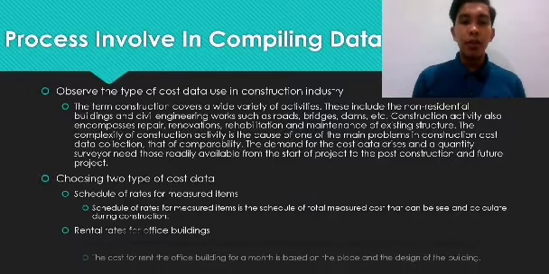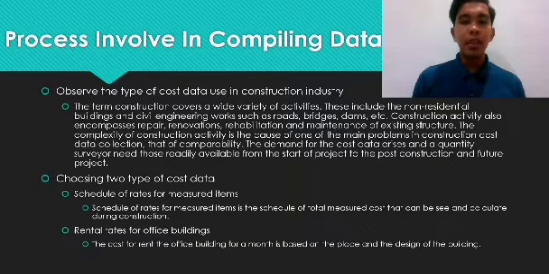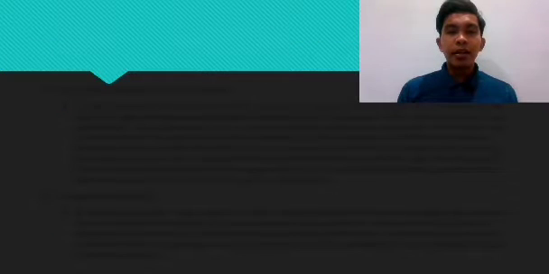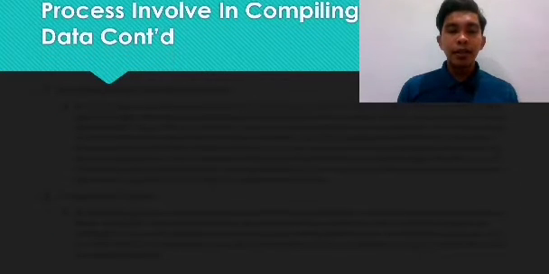Okay, schedule of rate for measured item is the schedule of total measured cost that can be seen and calculated during construction. Okay, second, rental rates for office building. The cost of renting the office building for a month is based on the design and place of the building. Okay, this is other process involved in compiling the data.